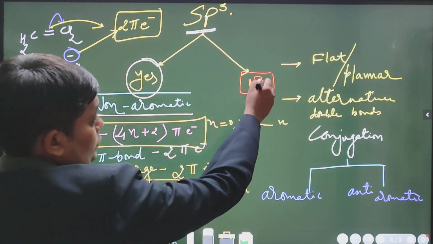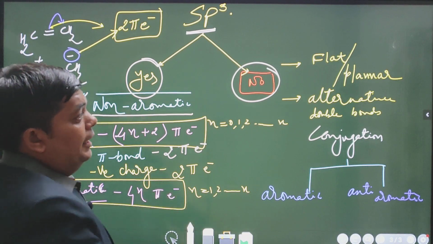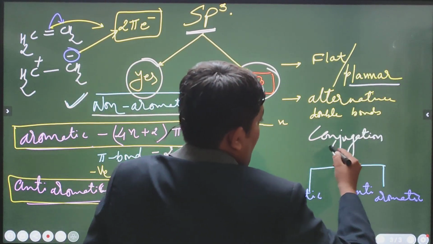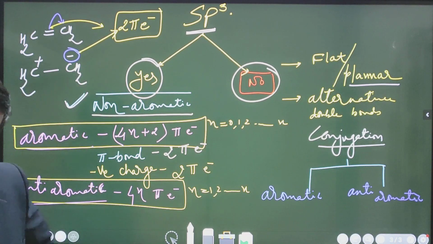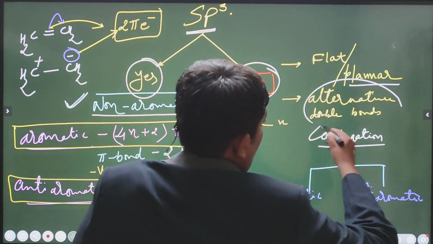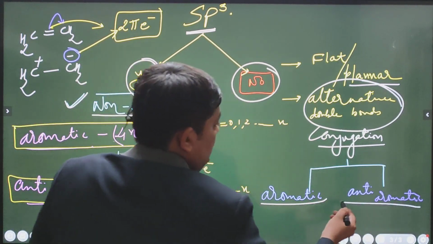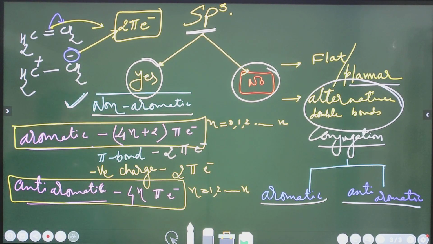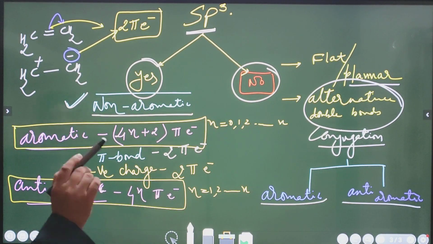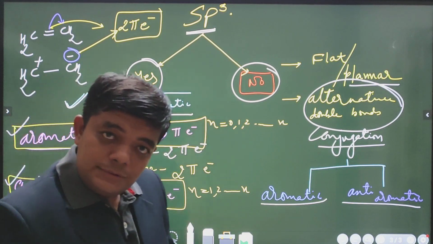But if my answer comes no, then first of all I have to see two minimum conditions, and that is the structure has to be planar, and there has to be a conjugation in it. This conjugation, that is the formation of alternate double bonds, will help me decide whether the structure is aromatic or anti-aromatic. If the structure is aromatic, then it has to follow the rule 4n plus 2 pi electrons, and if the structure is anti-aromatic, it has to follow the rule 4n pi electrons.